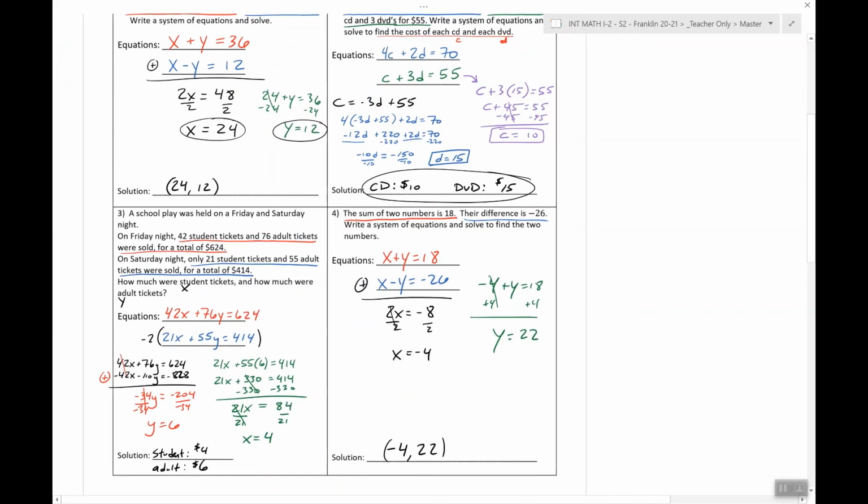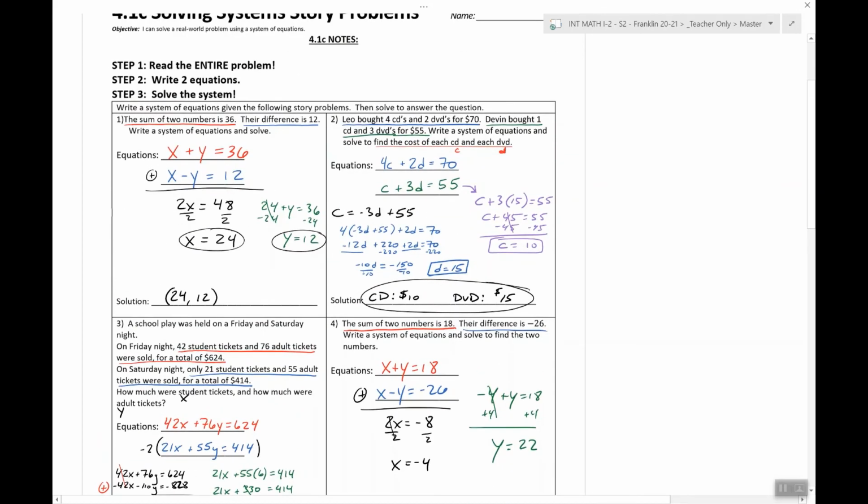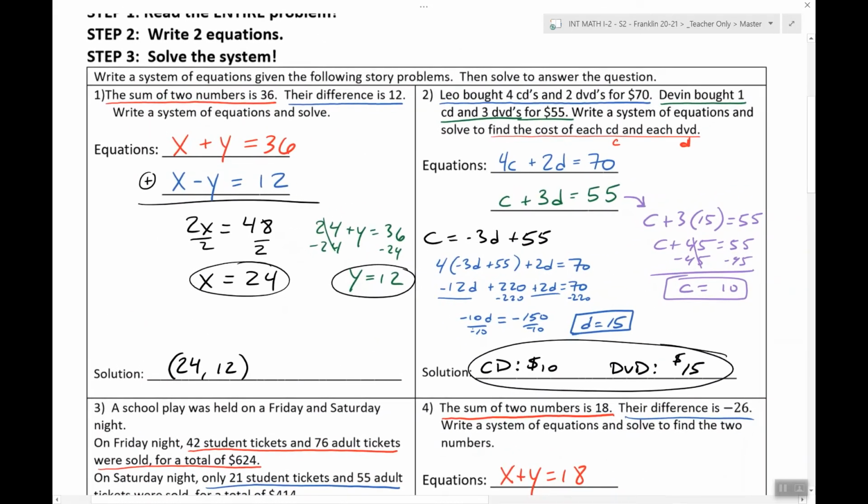So there is the process for word problems or story problems with systems of equations. Read through the problem, write two equations to make the system, decide what your variables are going to stand for, and make sure that stays consistent throughout the entire problem, and then solve the system using whichever method you like, substitution or elimination, and then you should get an answer that, if checked, makes both equations true.